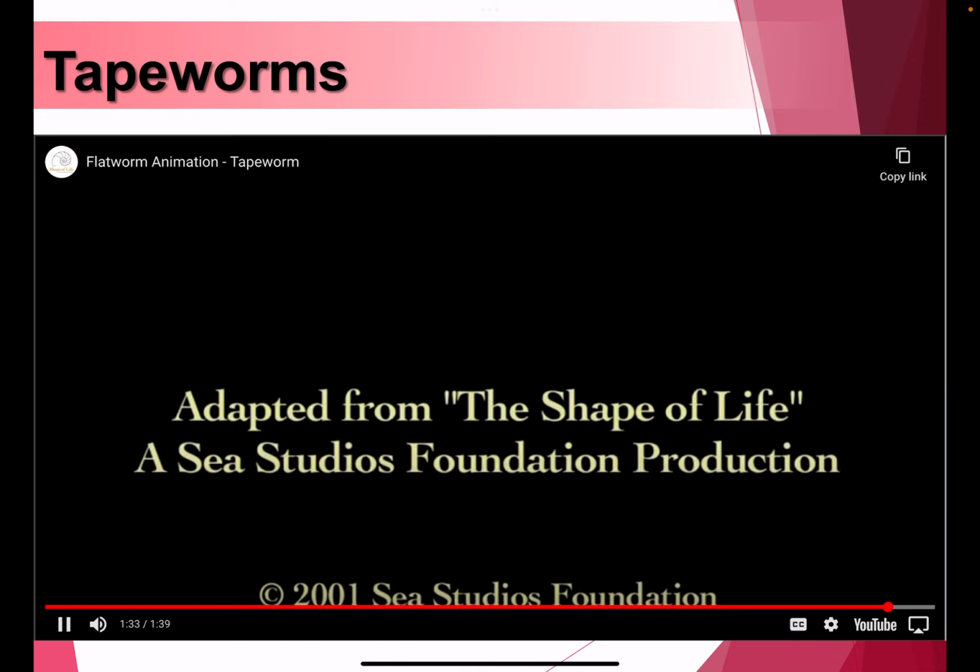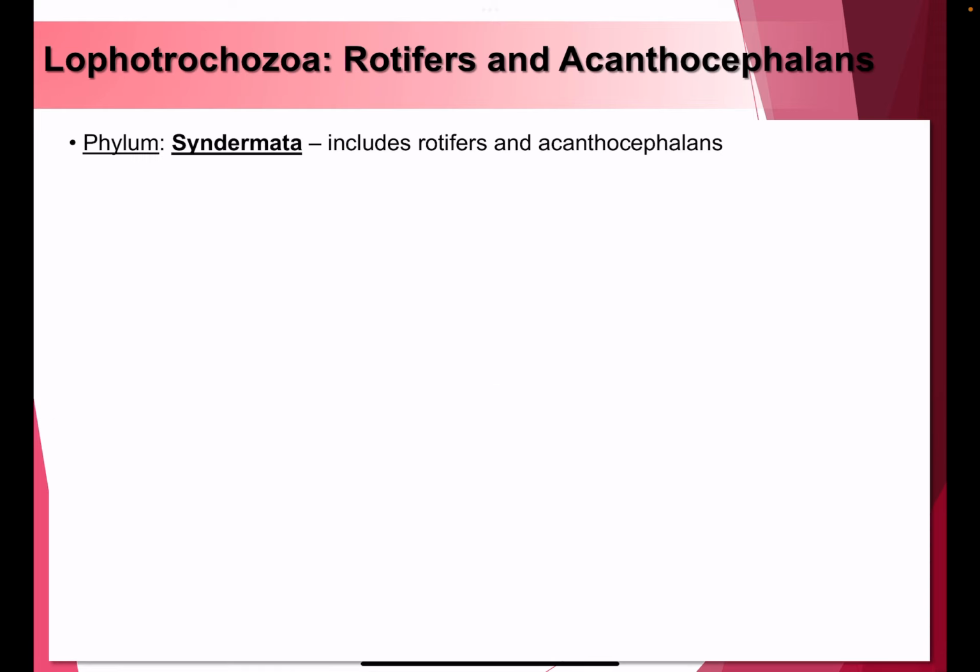Okay, so that's just a quick video showing you their reproduction and how they look in those scanning electron microscopy pictures, which is pretty cool. All right, so that's it for the Lophotrochozoa flatworm phyla, the platyhelminths.